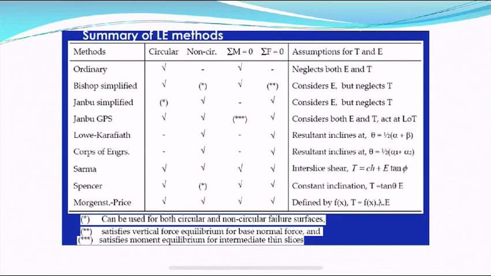Then we have Spencer's method, where it considers the tangential force T and normal force E with a constant relation, where T is equal to tan theta into E. Then the Morgenstern-Price method can be used for both circular and non-circular failure surfaces, and both moment and force equilibrium are satisfied. The assumption for T and E is defined by a function x, where T is equal to function x into a constant lambda into E.